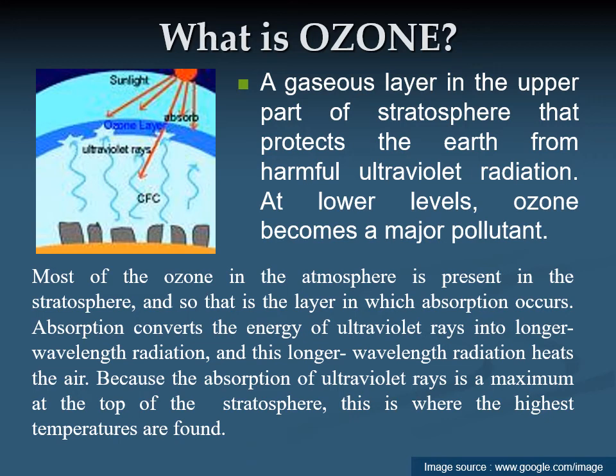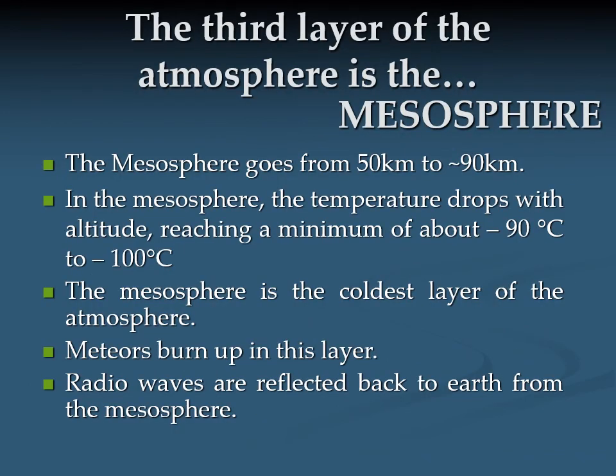The third layer of the atmosphere is known as the mesosphere. The mesosphere is separated from the lower stratosphere by another isothermal region which is known as the stratopause. Above the stratopause, the mesosphere occurs, and it extends from 50 kilometers to around 90 or 100 kilometers.